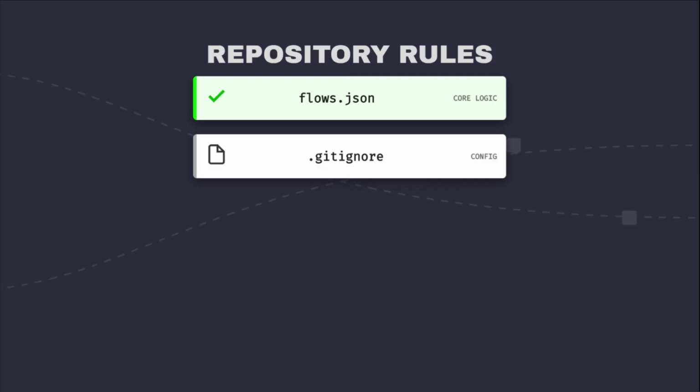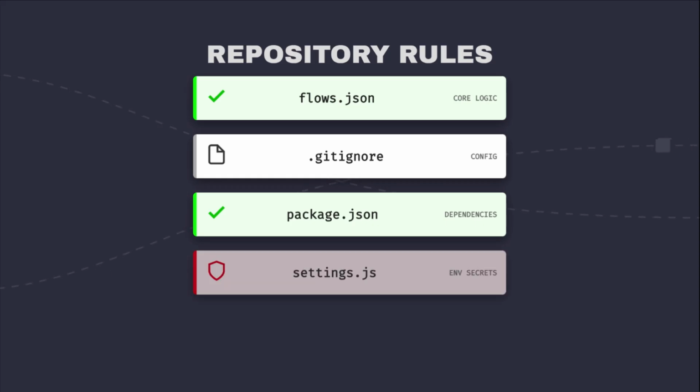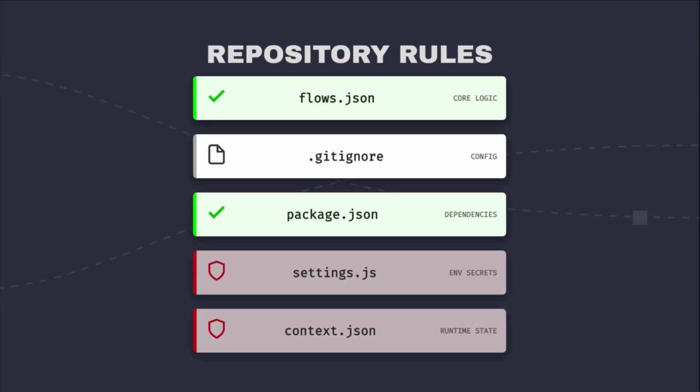Crucially, we must exclude sensitive data immediately. Create the .gitignore file in the root of this directory. This file prevents accidental exposure of credentials and environment-specific settings. We rely on the package.json file for dependency management, ensuring a clean, portable repository. The .gitignore file must explicitly list settings.js if it contains environment-specific paths or secrets. Always ignore context.json and context.json.back, as these store runtime state and are not part of the deployable configuration.